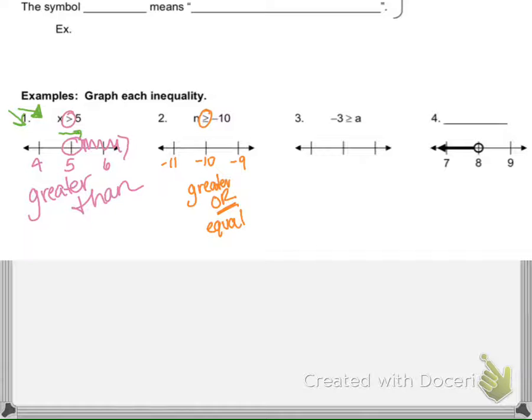It could be equal to -10. So that's why I'm going to have a closed circle. The answer could be 10, but it also could be anything that's bigger than -10. So I'm going to shade to the right to show anything on this side of -10 could be my answer.